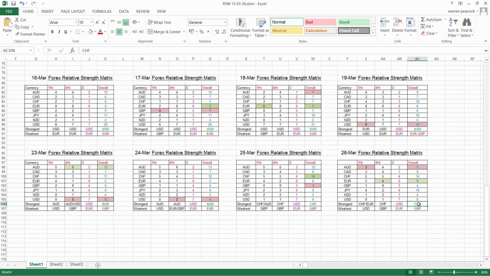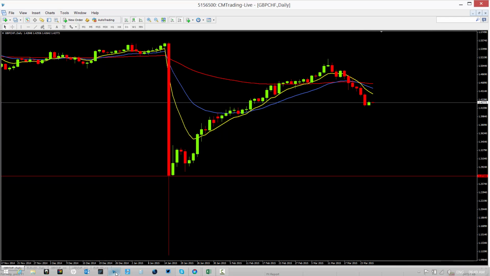So we have Swiss franc strongest overall with the pound weakest overall. The euro US dollar still trending down. Swiss franc strongest on the 4 hourly with the pound the weakest. On the hourly chart, we have the Swiss franc and the euro being the two stronger currencies, with the US dollar being the weakest. Let's go and have a look at the charts.